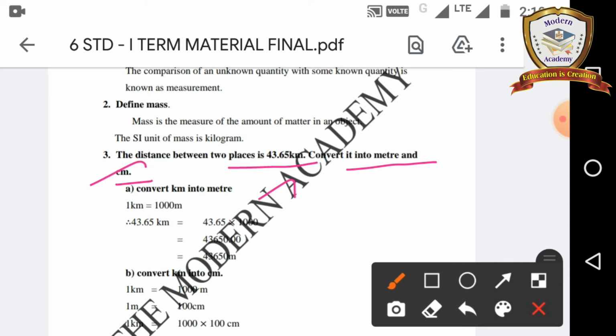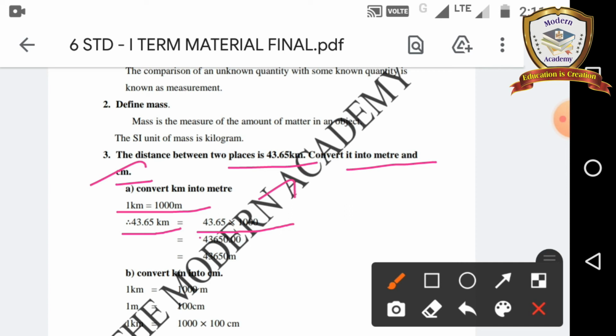So already we know 1 kilometer equal to 1000 meter. So obviously 43.65 kilometer equal to 43.65 into 1000. Okay, I am just saying one example.